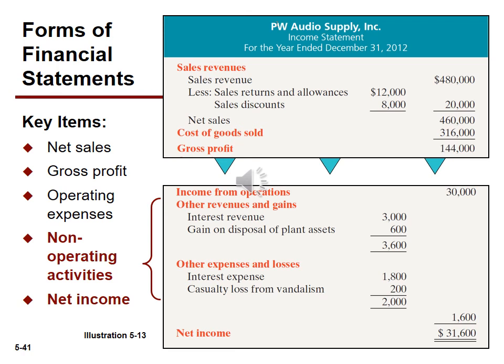So we're going to take the subtotal here, which is 3,600 minus 2,000, 1,600, and we're going to add this number to the income from operating activities, which is finally going to give us the net income figure, in this case $31,600.